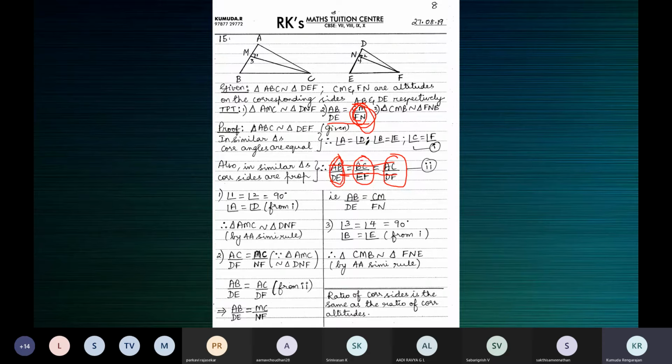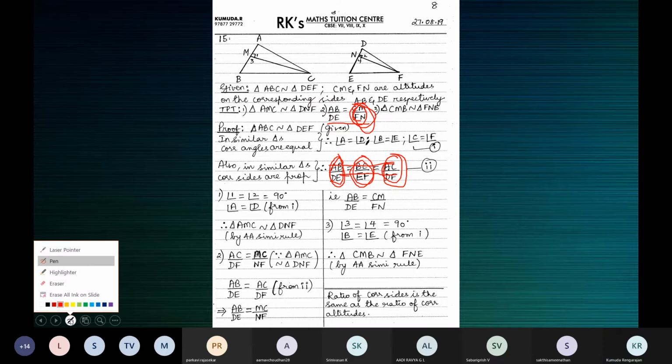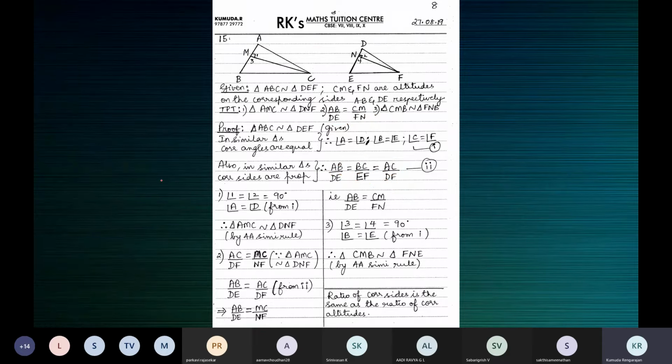Ratio of corresponding sides, ratio of corresponding sides, ratio of corresponding sides. All these three are equal to CM by FN, the ratio of the corresponding altitudes. Each of the ratios is equal to CM by FN, children.